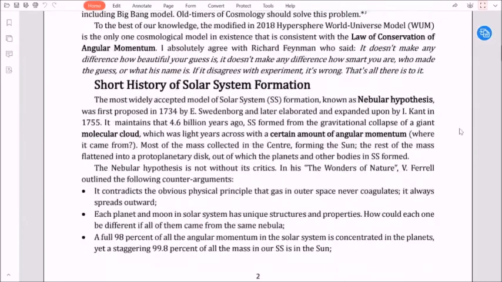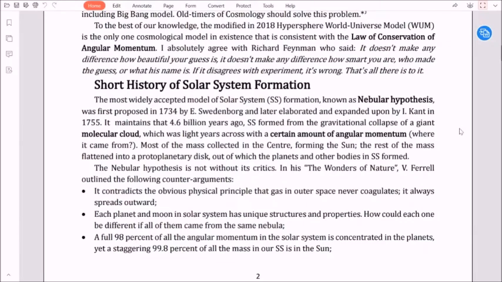To the best of our knowledge, the Hypersphere World-Universe Model, modified in 2018, is the only cosmological model in existence that is consistent with the law of conservation of angular momentum.